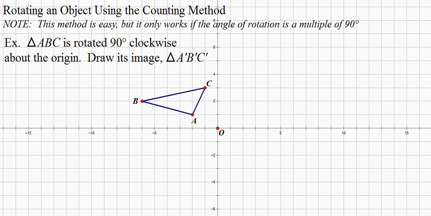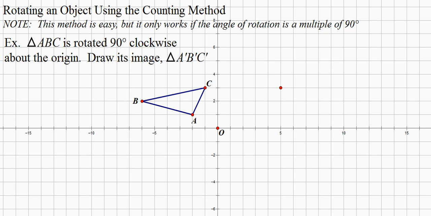Okay, this is another method that you can use to rotate an object. I think this method, which I call the counting method, is a lot easier than using a protractor and a compass. But it does have one shortcoming, and that is that this method will only work if the angle of rotation is a multiple of 90 degrees. That is, if the angle of rotation is 90 or 180 or 270.